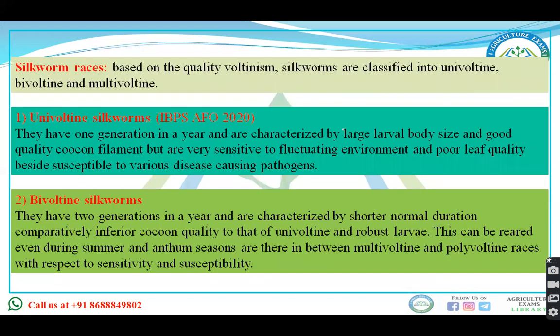Now, when you talk about the univoltine silkworm, they have only one generation in a year and are characterized by the larger larval body size and good quality cocoon filament. This is about the univoltine silkworm.